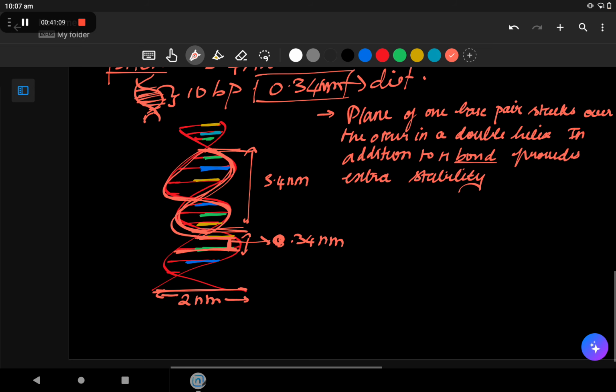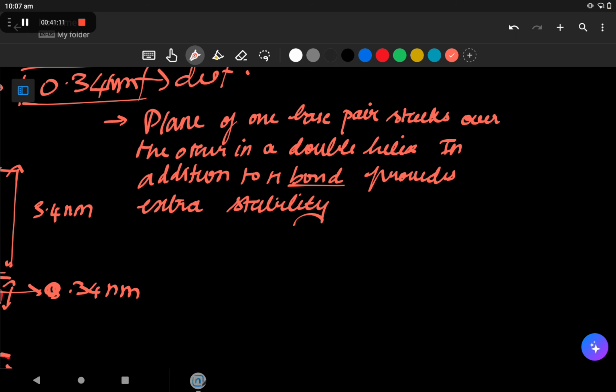Got it? So the last point is the plane of one base pair stacks over the other base pair. Because of this, in addition to hydrogen bond, it provides extra stability. What is extra stability? Now let us look at types of DNA.